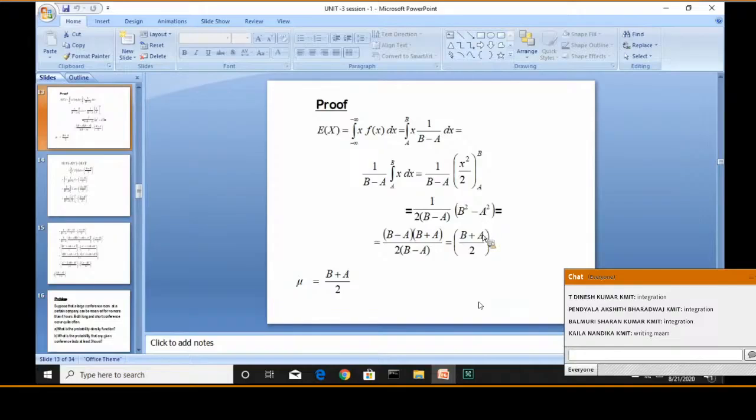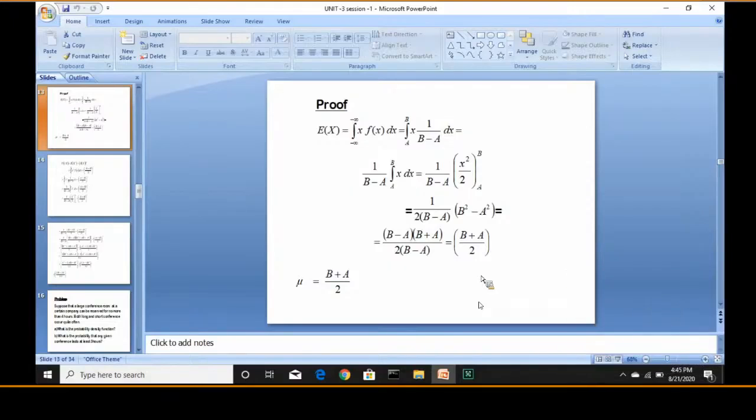As we have learned in 5th or 6th class, b square minus a square is equal to b minus a into b plus a, divided by b minus a. We are cancelling b minus a and b minus a. So we are getting b plus a by 2. That is the mean of the rectangular distribution or uniform distribution. That is very easy. Already you have done so many problems based on expectation, so this is only a continuation of that. You should remember mu is equal to b plus a by 2.